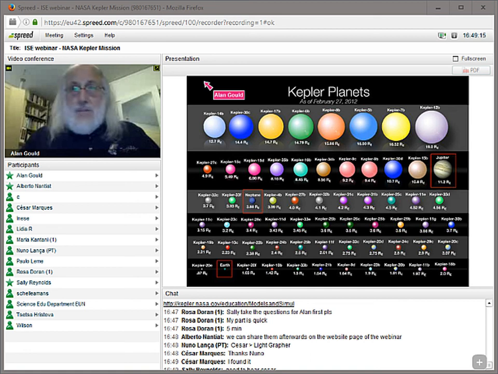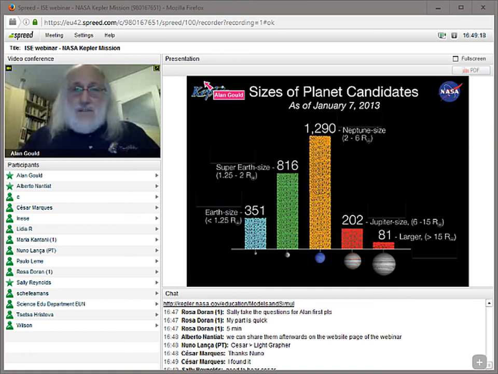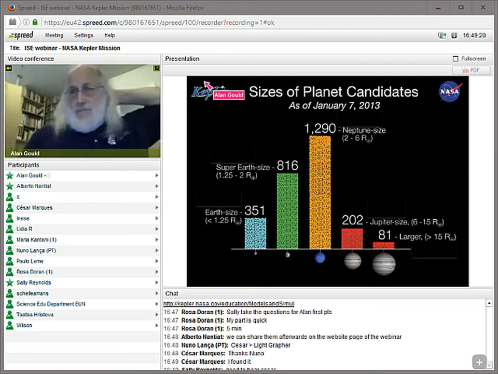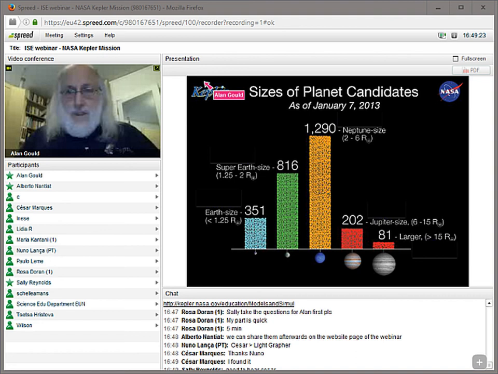Here's the sizes of some of those planets. This is an interesting chart. All these images are also on the Kepler website and in the graphics area. This is interesting for a number of reasons. The most incredible thing, actually, is that these super Earth-sized planets, which are between 1.25 and 2 Earth radii in size, there's a lot of those in the Kepler field, and this is representative of the galaxy. And then there's these Neptune size. There are none of these super Earth size in our own solar system.